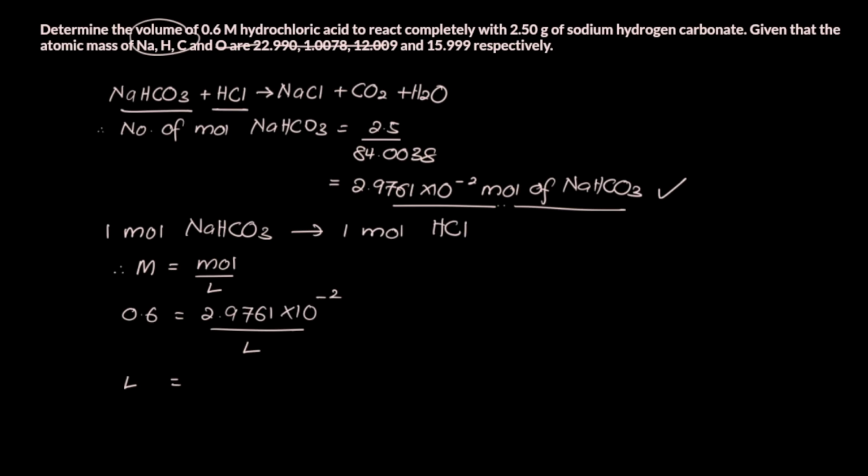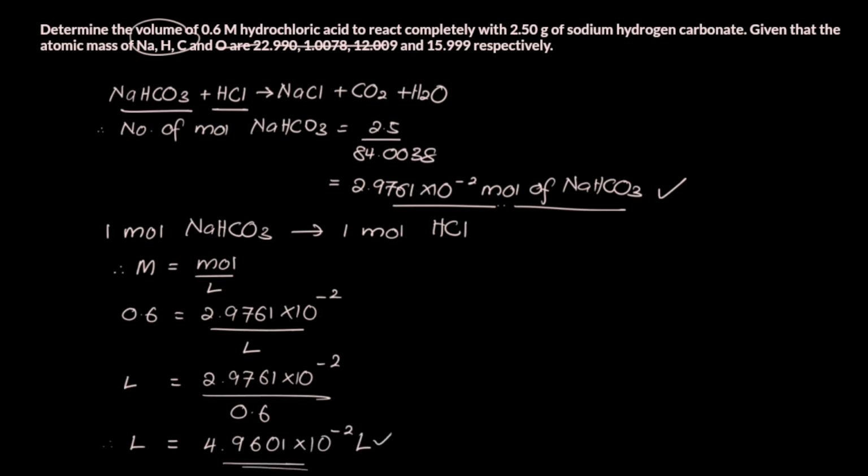Therefore, the volume is equivalent to 2.9761 times 10 to the power of negative 2 divided by 0.6. Therefore, the volume for your hydrochloric acid should be equivalent to 4.9601 times 10 to the power of negative 2 liter. So this is the final answer for the second question.